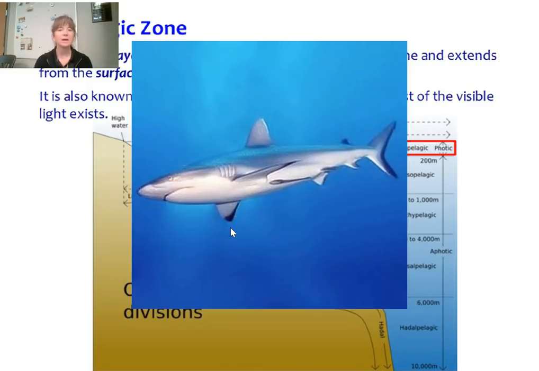So counter shading is a tactic that organisms in the epipelagic zone use in order to avoid predation and in order to avoid detection by prey. So this is a shark. Sharks have really nice counter shading. Counter shading is a type of camouflage where the underbelly is light and the back, or the dorsal portion, is darker. So if you were underneath this shark looking up and the sunlight was shining down on top of the water, this shark would be a lot less visible than if it had a dark underbelly.